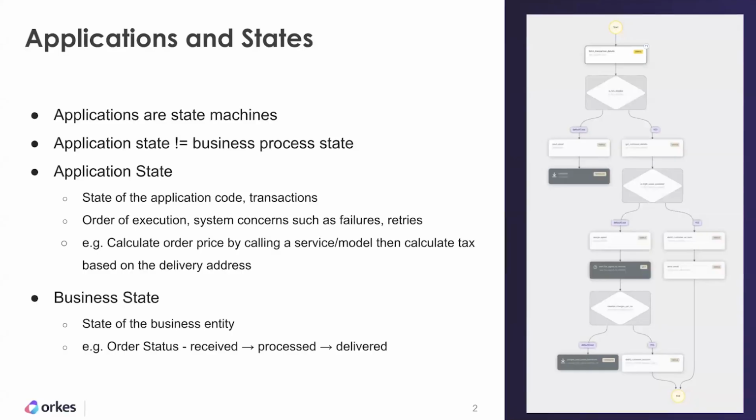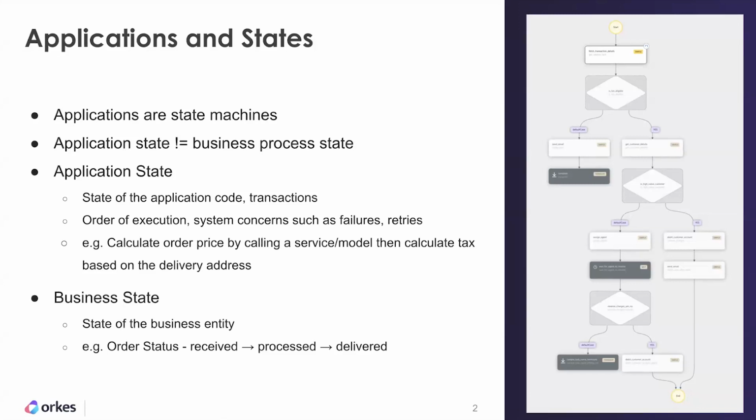All right, so let's first talk about applications and their states before we talk about durable executions. When you think about applications that we write today, these are essentially state machines. We embed and encode states of the application and the business inside our application. And if you think about it, there are two kinds of states that an application has: a business process state, and an application state.